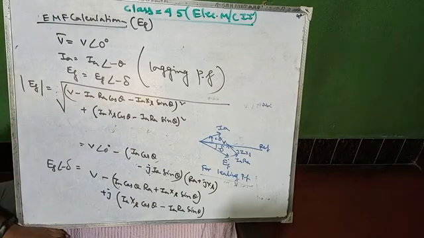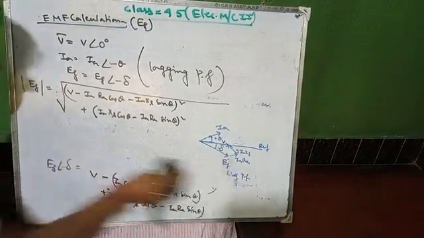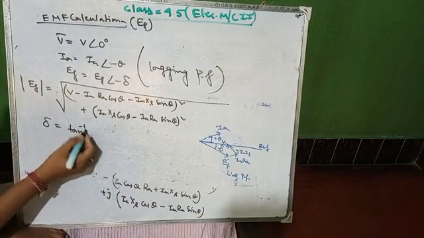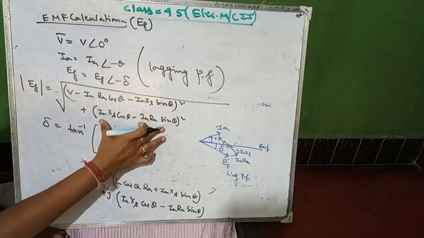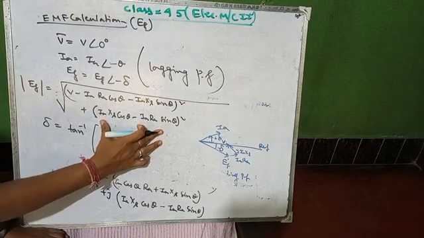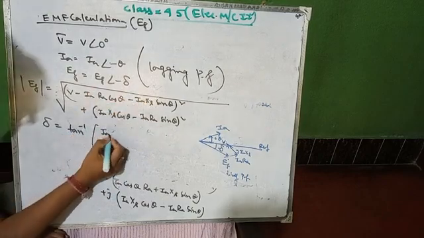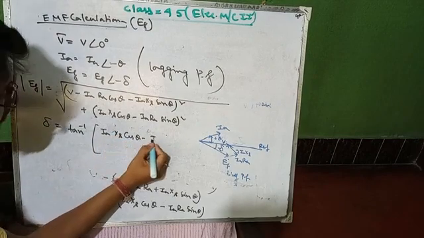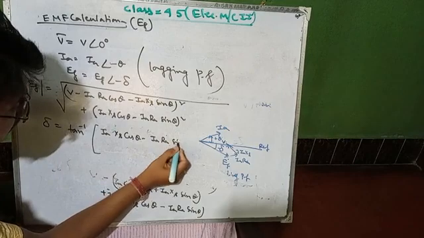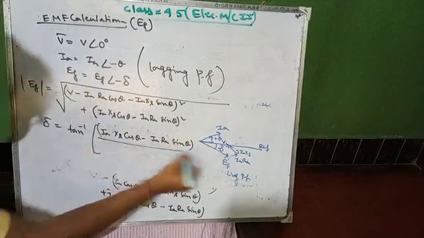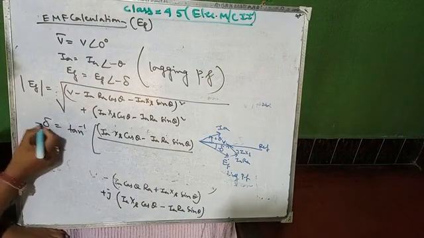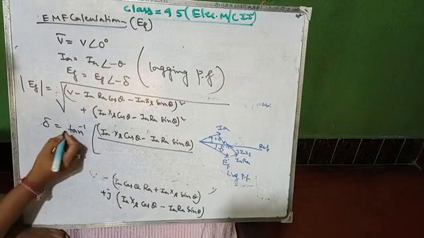This is the magnitude of EMF. And what will be the angle of EMF? So this del angle equals tan inverse of this one divided by this one. That means IA XS cos theta minus IA RA sin theta, divided by V plus IA RA cos theta plus IA XS sin theta. Okay, so there will be a minus tangent, right? So the minus sign will be over here.